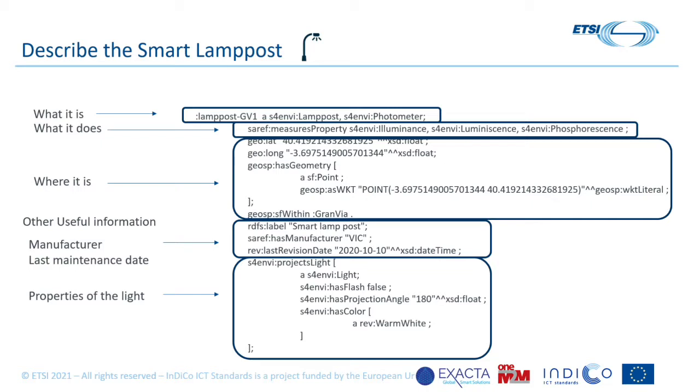In this description that will go into the payload of a semantic descriptor resource, I'm describing what the device is. It's a lamppost and a photometer, which is why we're calling it a smart lamppost. I'm describing what it does. It measures the properties of illuminance, luminescence, and phosphorescence. I'm describing where it is. It's at the latitude and longitude shown here, and it's also located on Gran Via Street in Madrid. And then I'm also providing some other useful information: the manufacturer, the last maintenance date, and properties of the light.